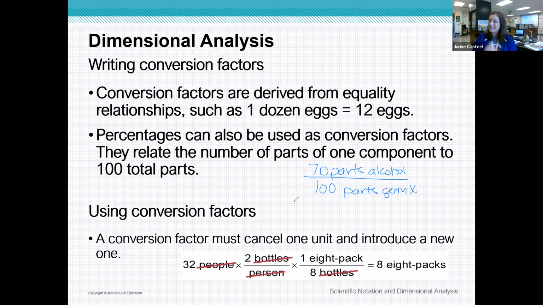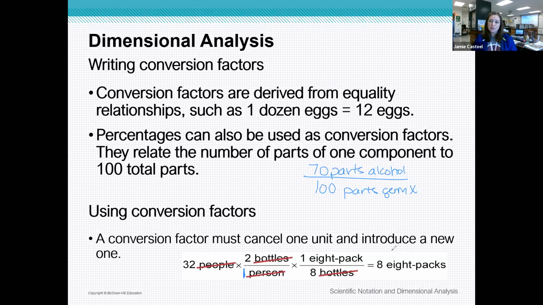You don't know 8-packs, so don't start there. That's the difference between what Ms. Wright used to do and what I do. I write down what I know. I know 32 people, or I'm given. That's part of the problem, 32 people. And then I say, well, each person is probably going to want 2, because I'm going to buy the mini ones. So each person's going to want 2 bottles. And there are 8 bottles in every 1 8-pack. So I need to buy 8 of the 8-packs, right?